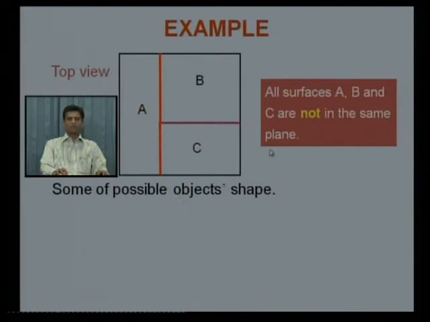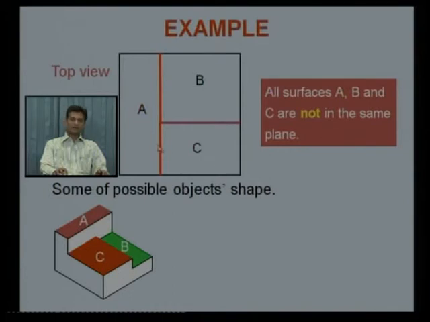What could be the possible shape of the object? One is this, right? Can you imagine? A is here, B is here, C is here. All are rectangles. In top view, it would appear like this. In front view it would appear as an L shape, or in left hand side view it would appear as an L shape. In front view it would appear as shown over here. So this is one possibility.